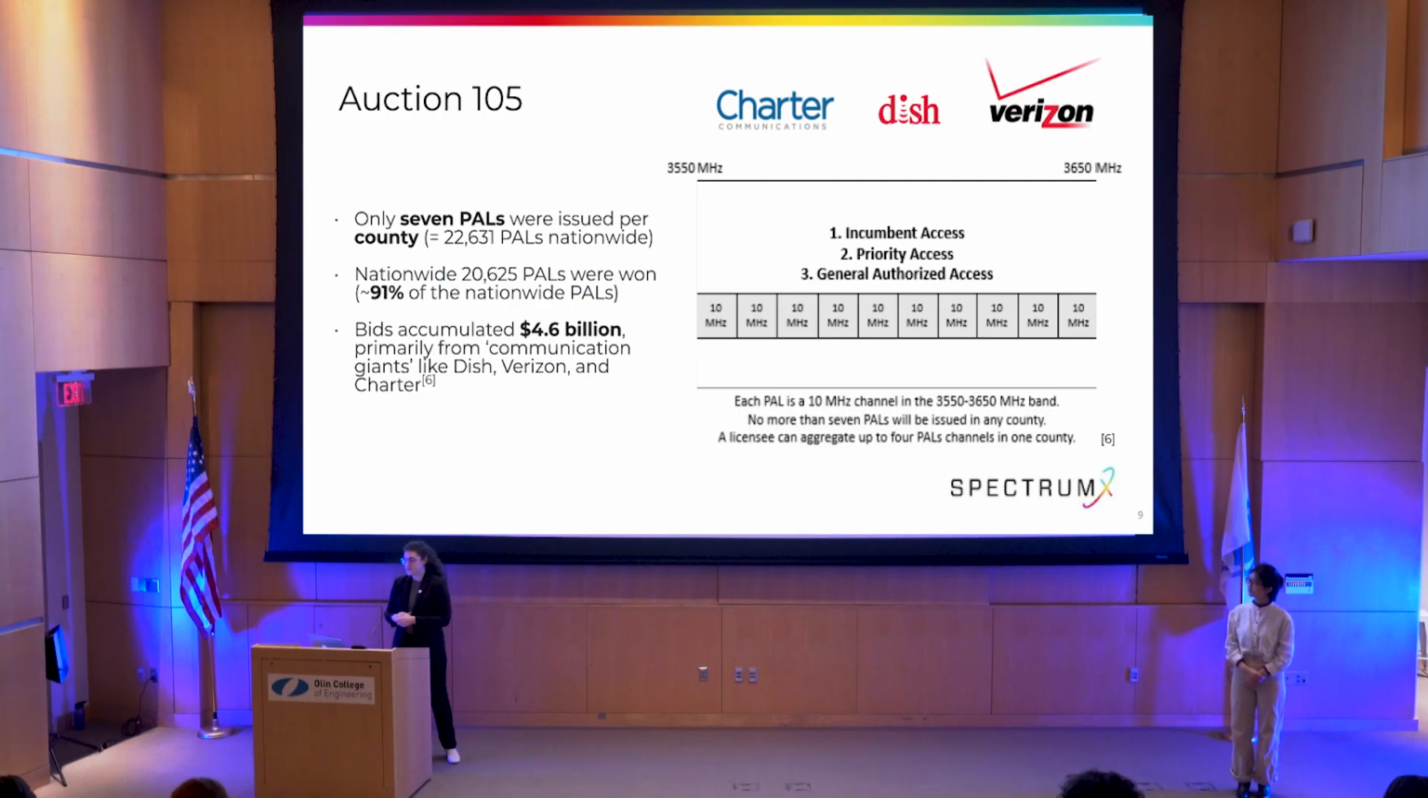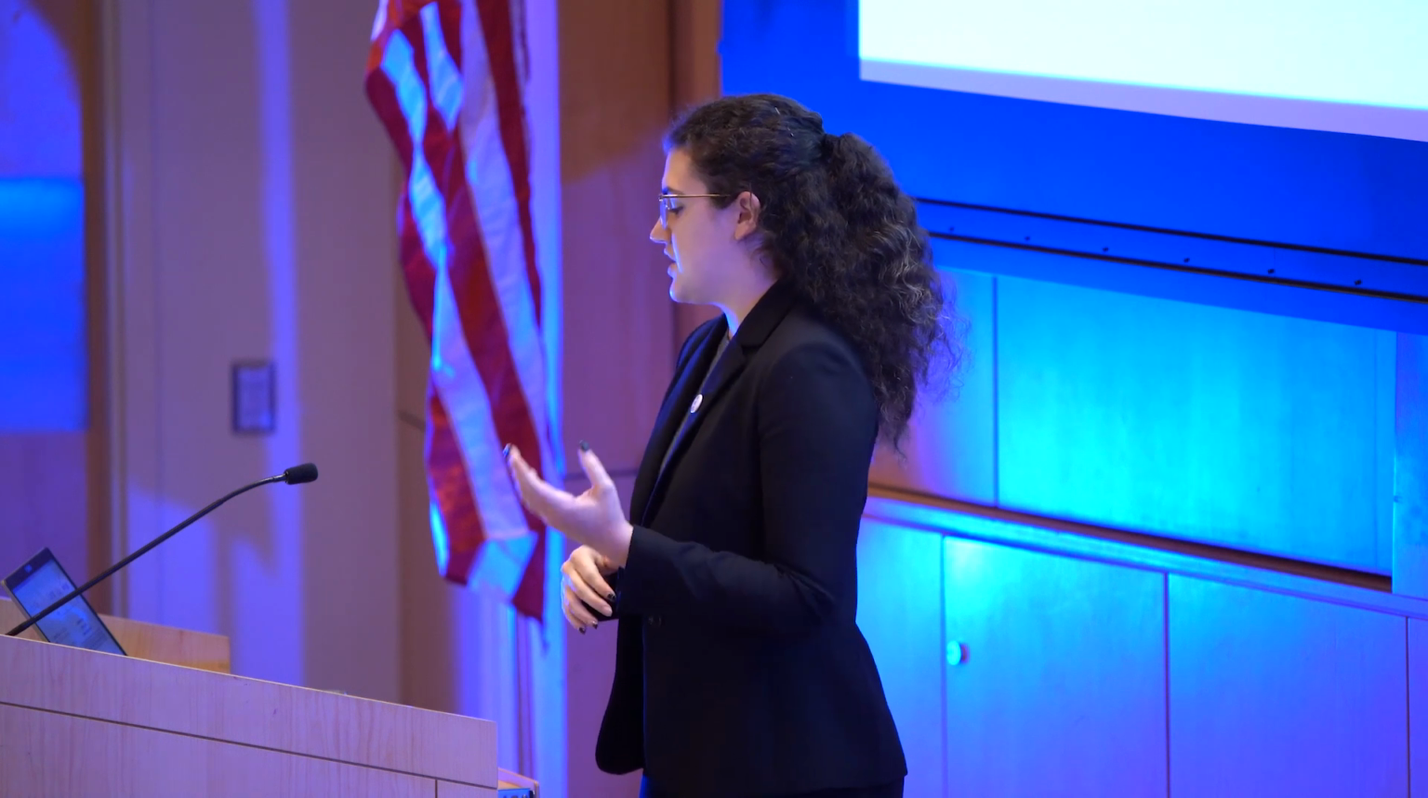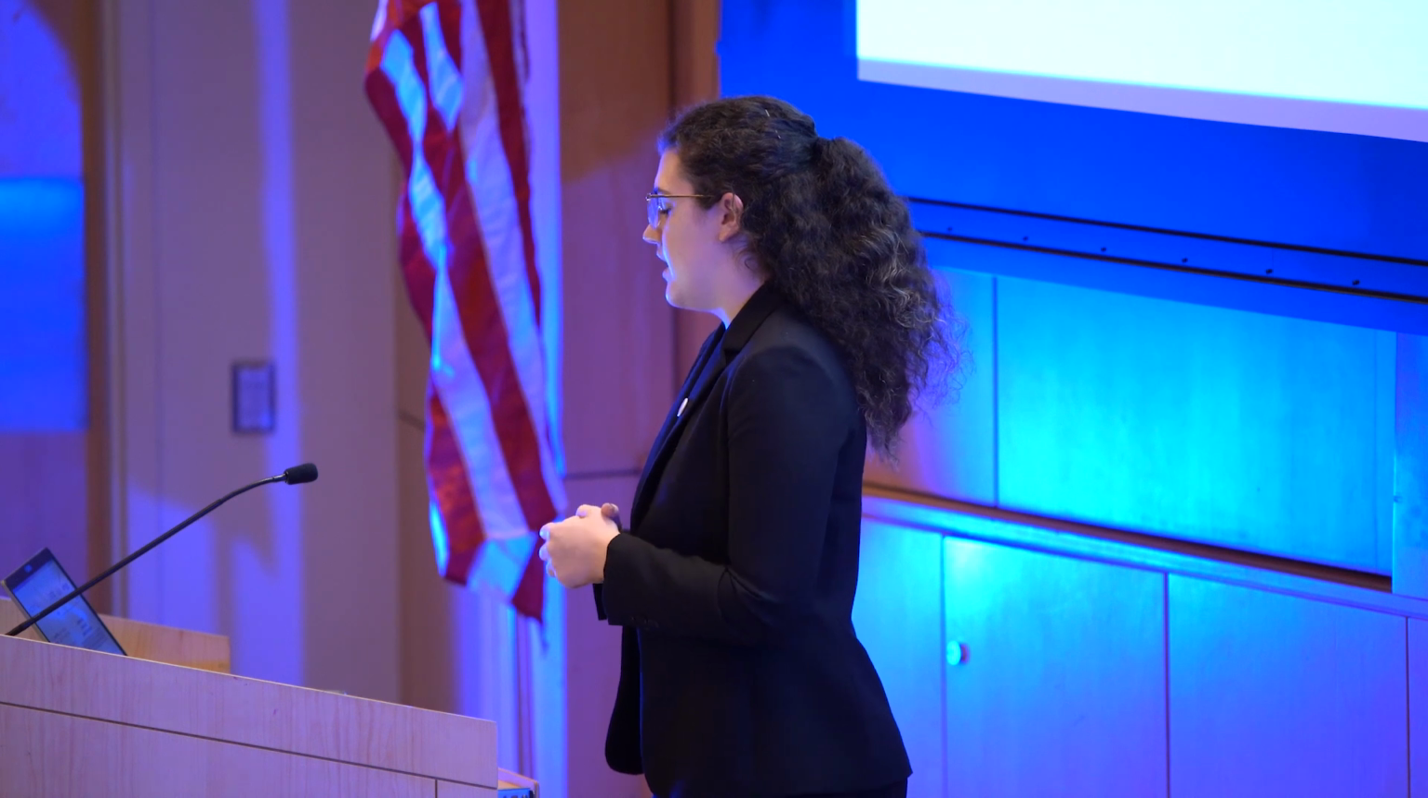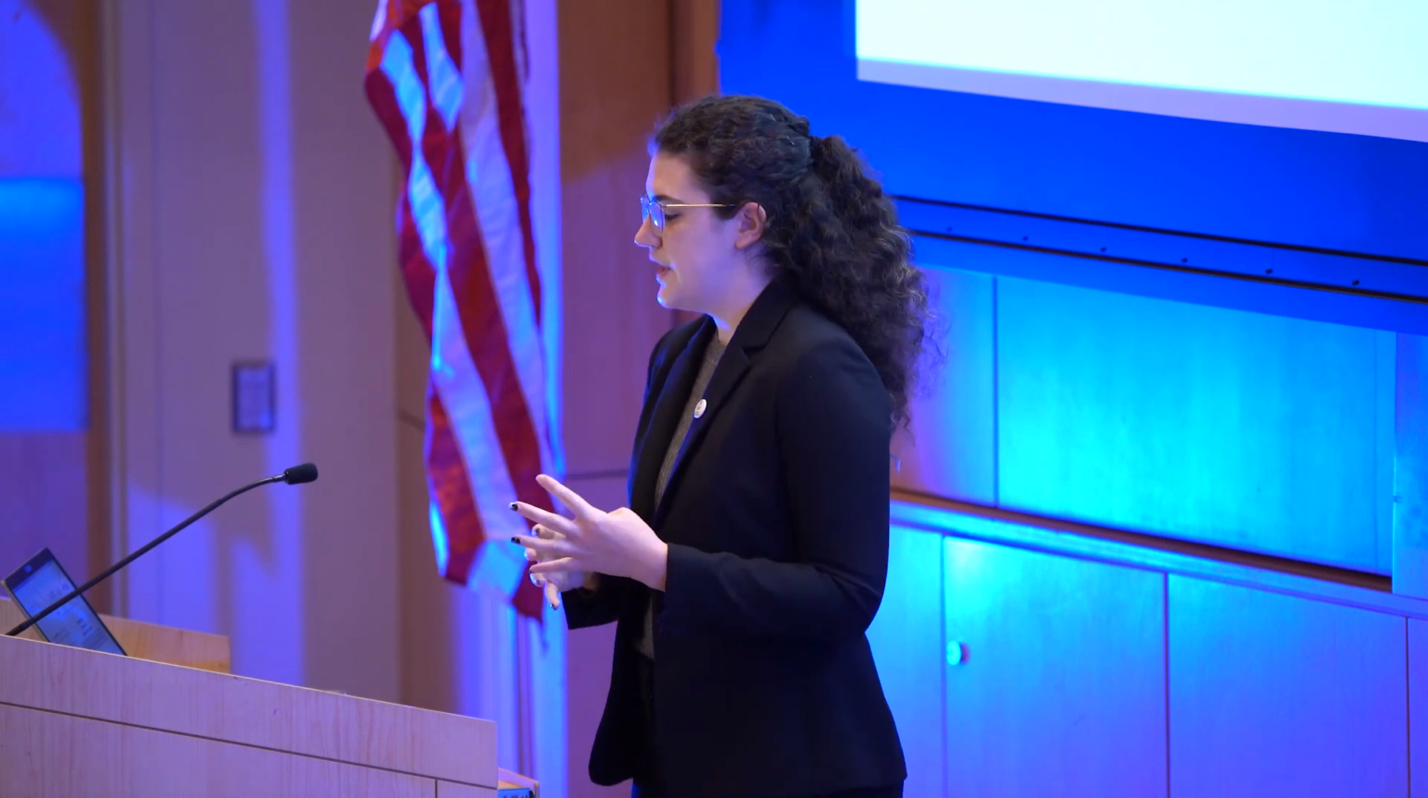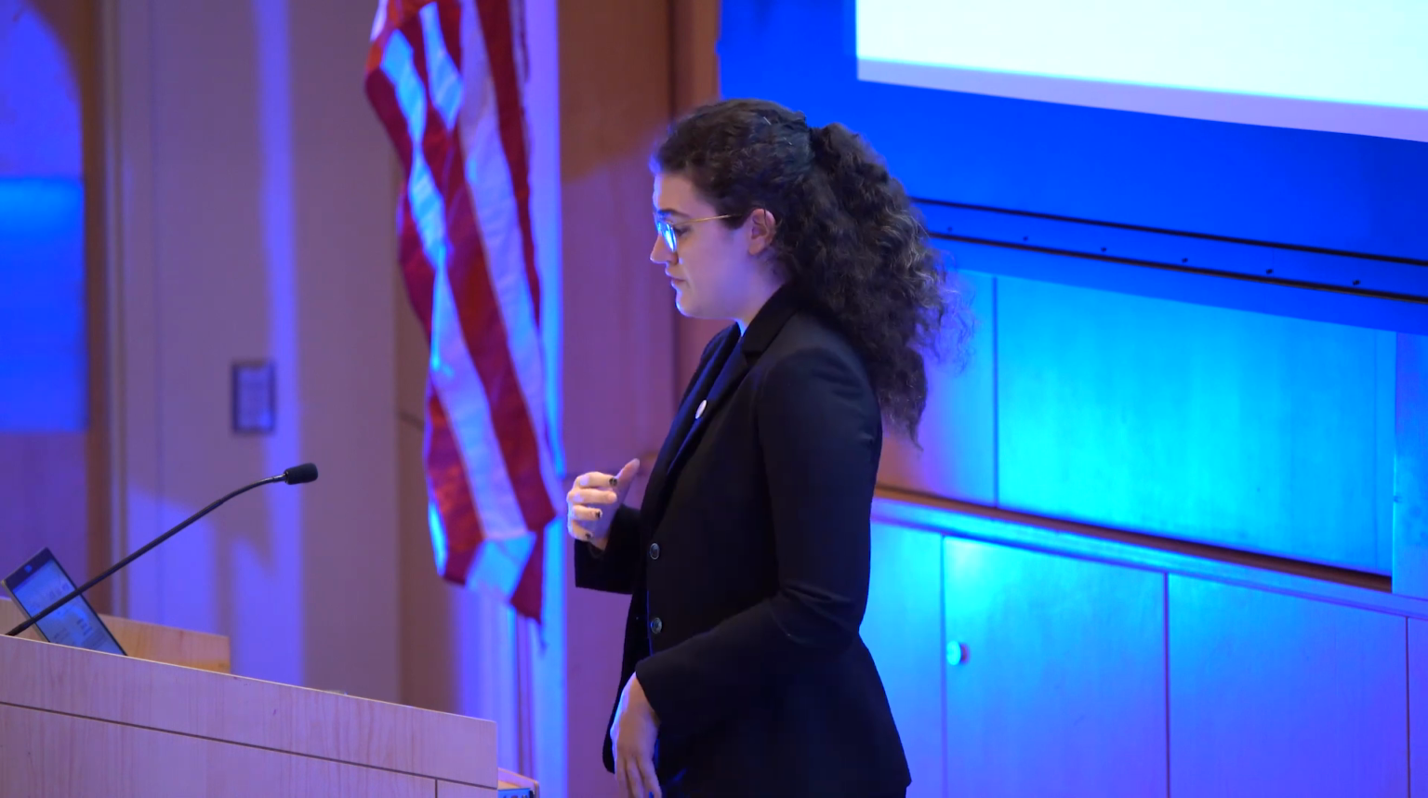In July of 2020, the FCC held Auction 105, where they auctioned off 10 megahertz sections of this band to priority access licenses, like hospitals, universities, and different private organizations. They auctioned off about 7 PALs per county, and any one giant communication company could hold up to 4. This accumulated $4.6 billion from companies like Dish, Verizon, and Charter.